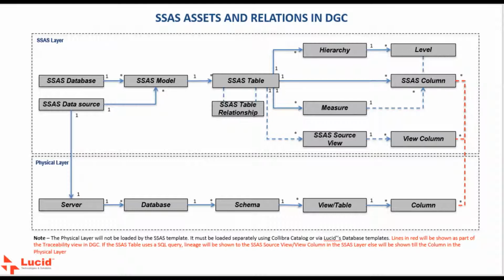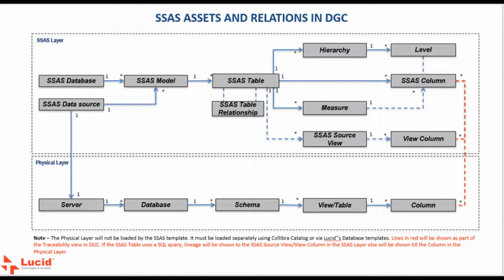The physical layer assets, however, are not loaded by the SSAS template. They must be loaded separately via the Collibra catalog or via Lucid's database templates. If the SSAS table uses a SQL query as a source or the physical database connection details are not available as part of the data sources, the source assets are loaded as SSAS source view and view columns.